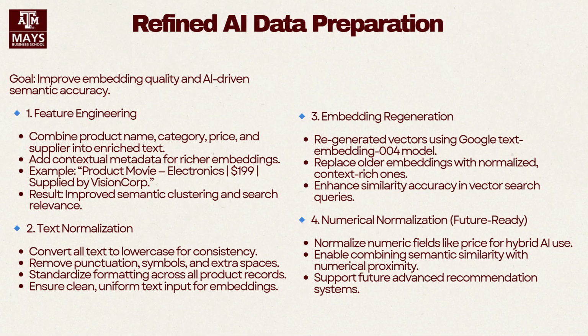In feature engineering, we can combine columns like product name, category, price, and supplier into a single text. Then we can add some contextual metadata for richer embeddings. This will result in improved semantic clustering and search relevance. So basically, we are making our prompt much more detailed for better results.